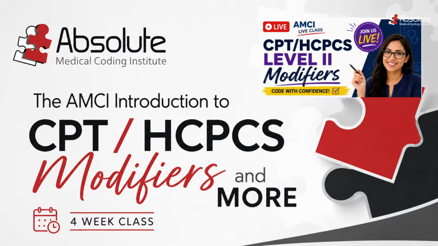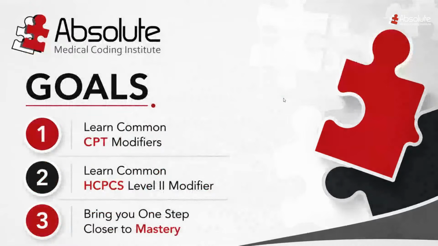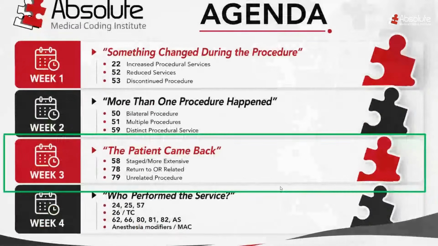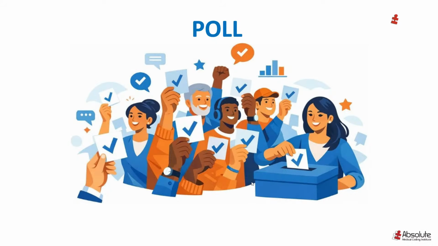Last time we talked about modifiers 50, 51, and 59. We're going to revisit that today. But first, let's talk about the goals. The goals of this entire session, the entire 4-week session, is to learn about common CPT modifiers. We're going to learn about some common HCPCS Level 2 modifiers and hopefully bring you one step closer to medical coding mastery. Now, last time we talked about modifiers 50, 51, and 59. Today, we're going to talk about modifiers 58, 78, and 79.